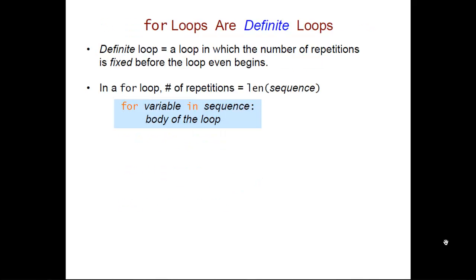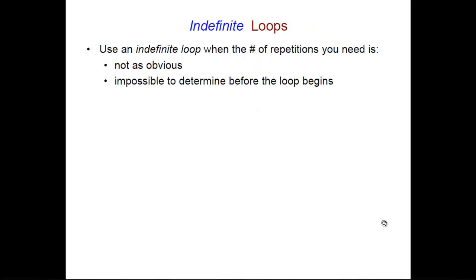We mentioned in an earlier video that for loops are called definite loops because the number of repetitions is fixed in advance. It's always the length of whatever sequence is being operated on. Sometimes we need what's called an indefinite loop, where the number of repetitions is either not as obvious or it's actually impossible to determine before the loop begins.